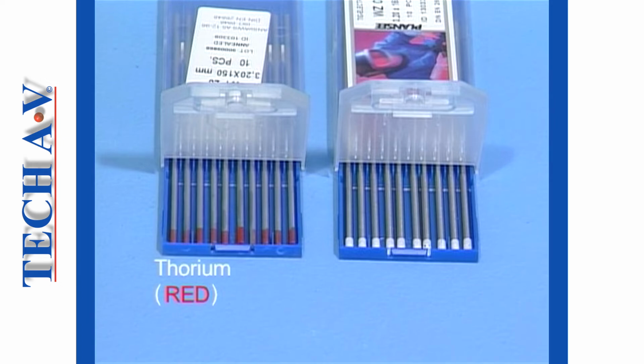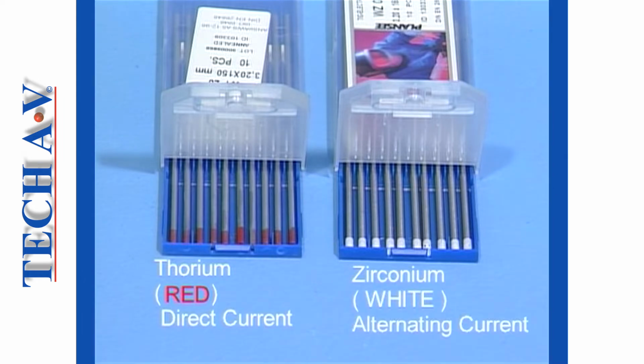There are two grades of electrodes commonly available, namely thorium alloy tungsten and zirconium alloy tungsten. Electrodes alloyed with thorium are color-coded red for identification purposes. Thoriated electrodes are fitted when using DC welding current. Electrodes alloyed with zirconium are color-coded white and are selected when using AC welding current.